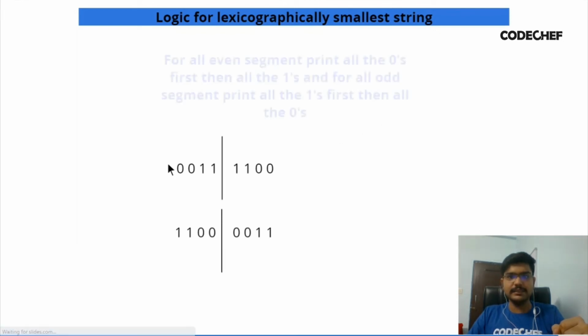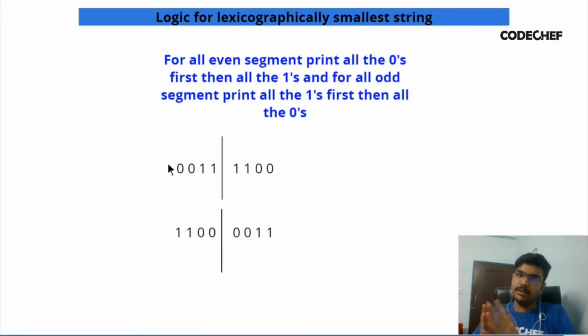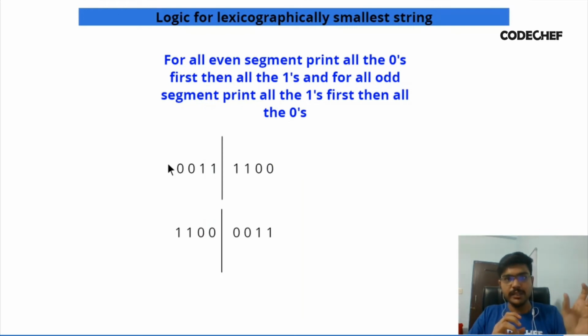All right, so as we can see in this slide, for all the even segments, and I am choosing even segments because the first segment will be even since we are taking index 0, we'll print first all the zeros, and then afterward all the ones. And for all the odd segments, we'll print the number of ones first and then the number of zeros, right?